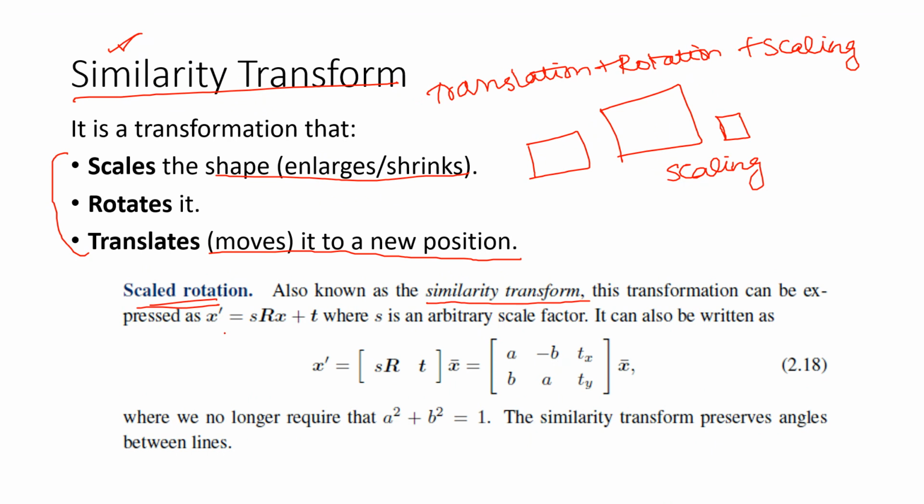It can be expressed as, so we know R is used to represent the rotation, t is used to represent the translation, s is used to represent the scaling value. So the matrix is x dash equal to [sR t] x bar. Okay, so this t is a translation vector. tx and ty represent the translation. So instead of this sR, I am going to represent a, minus b, b, a.